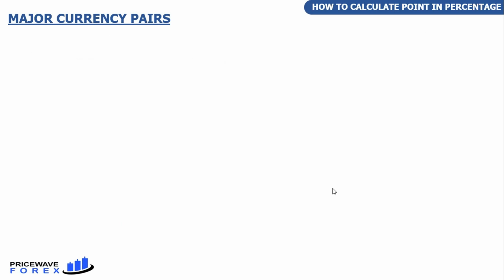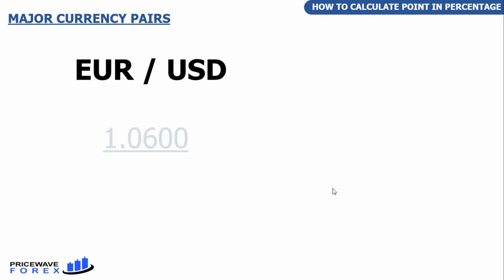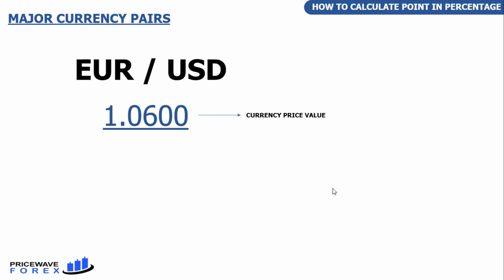How do we calculate the pips for major currency pairs? Now we're looking at the euro dollar. Let's say the price of euro dollar is at $1.06. What this actually means is that if I want to exchange my euro for dollar, I'll be buying euro at the rate of $1.06, or I'll be selling euro at the rate of $1.06. Why is that? Because it represents the currency price value.